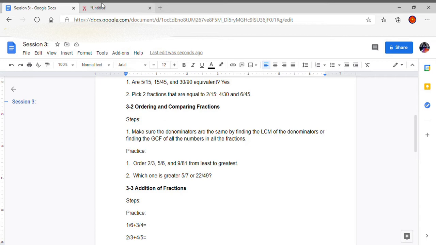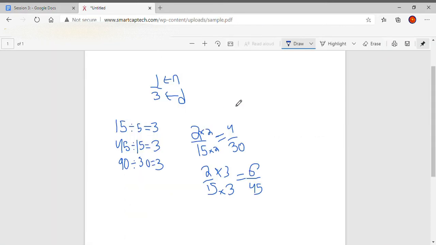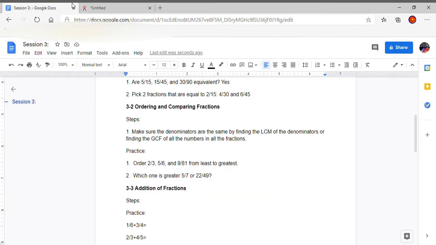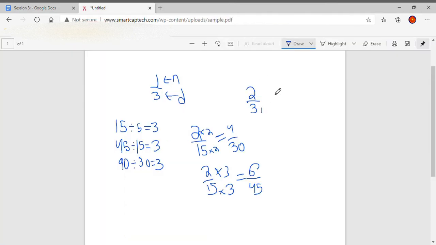So 2 over 3, 5 over 6, and 9 over 81. So for this one, we can just find the LCM of all these numbers. But first, I want to simplify every single fraction. By simplifying, you just divide the top and the bottom. That will make it so much easier.